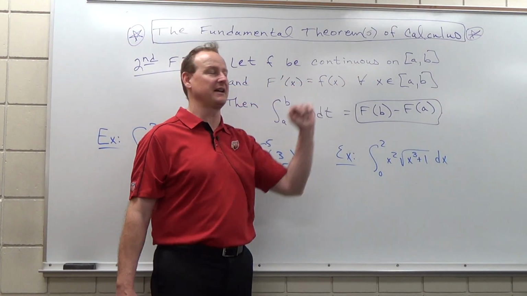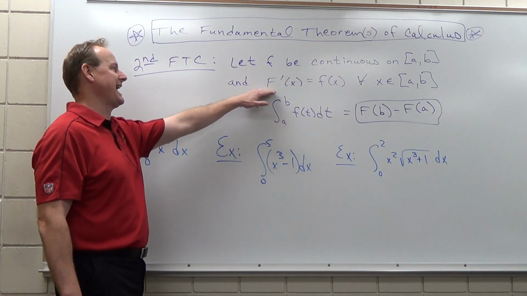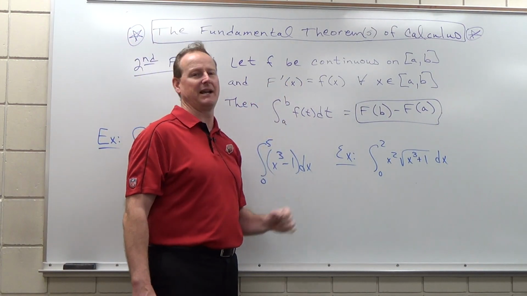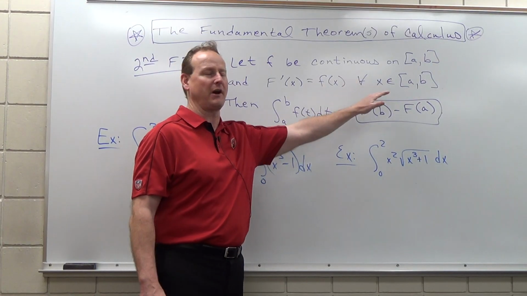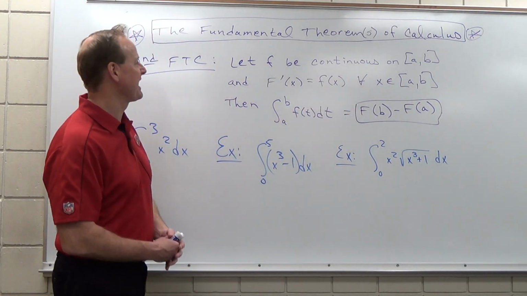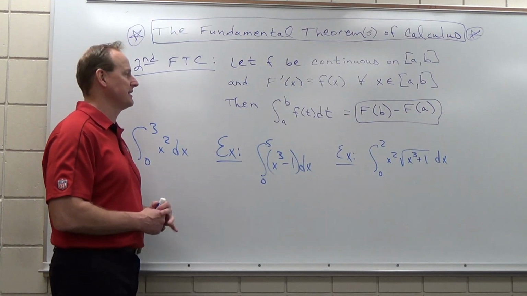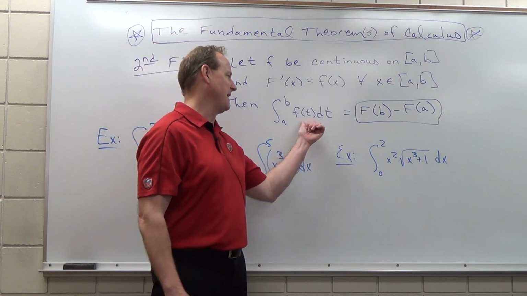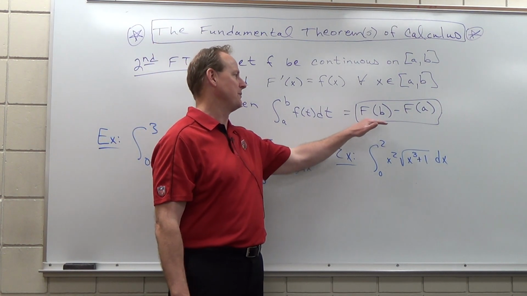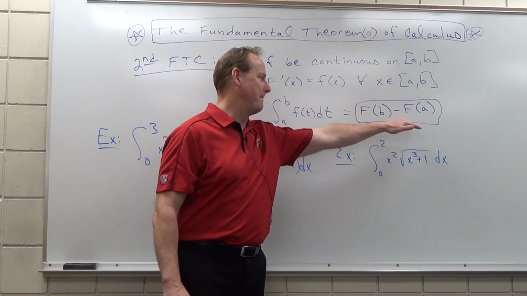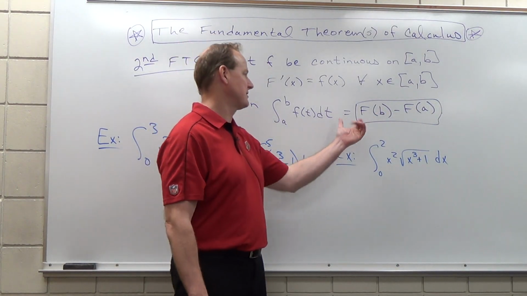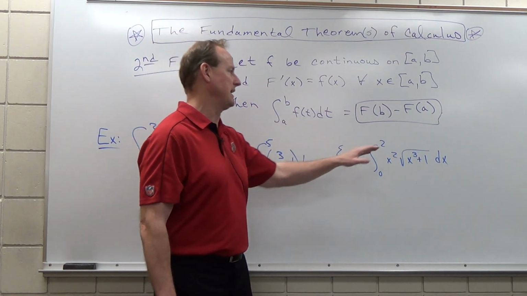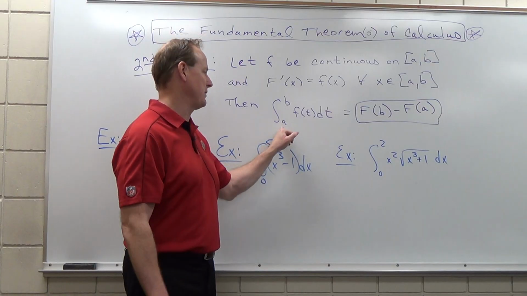Let f be continuous on the closed interval a to b, and let capital F be an antiderivative of little f. In other words, capital F prime at x is going to equal little f of x for every single x in that closed interval. Then the second fundamental theorem of calculus guarantees us that the definite integral evaluated from a to b of f of t with respect to t is going to be capital F of b minus capital F of a. So it's going to be the antiderivative evaluated at the upper limit b minus the antiderivative evaluated at the lower limit a.